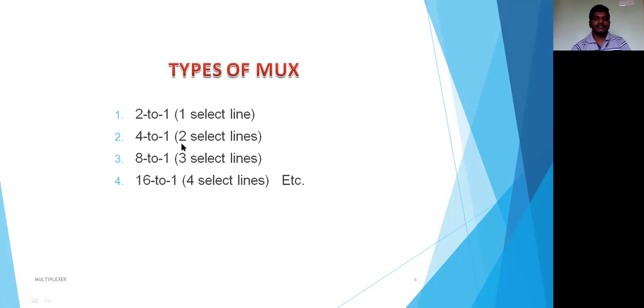Now, if you take the number of select lines m equal to 2, 2 select lines are there. So then 2 power m, 2 power 2, becomes 4. Therefore, we get a 4 to 1 mux. Similarly, if we take 3 select lines, that is m equal to 3, 2 power 3 is 8. So we get an 8 to 1 mux. Now, if we take 4 select lines, 2 power 4 is 16, so we'll get a 16 to 1 mux. So you can keep on increasing the select lines and we can get different types of mux.